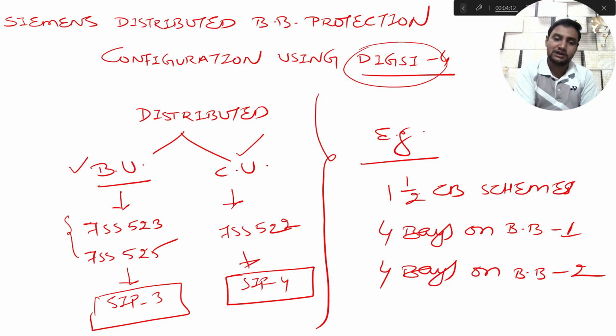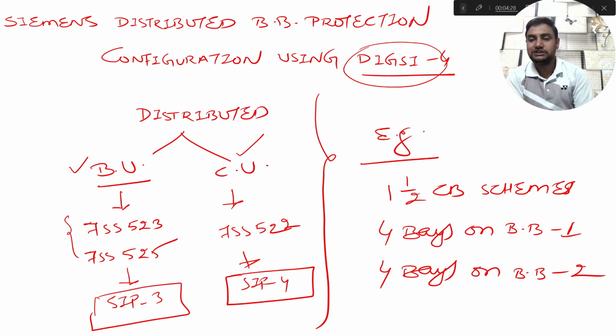Since these bay units belong to the SIPROTEC 3 category, in case you want to do any configuration, or read anything from this relay, you have to do it from the front port only, using the Digsi 9-pin connector cable.